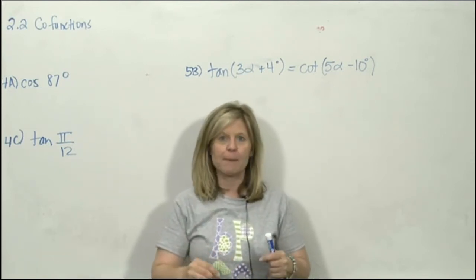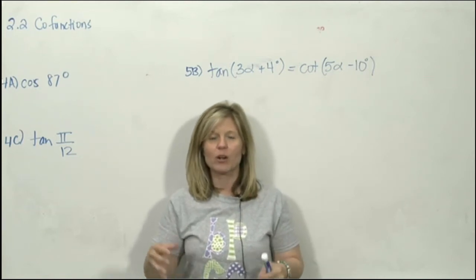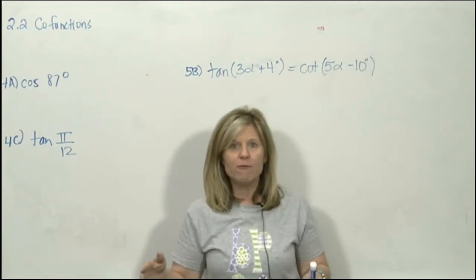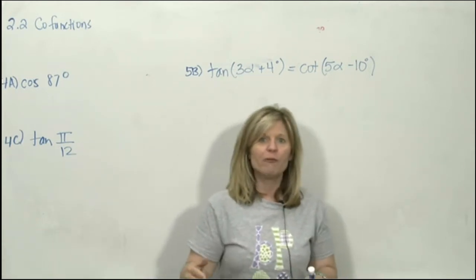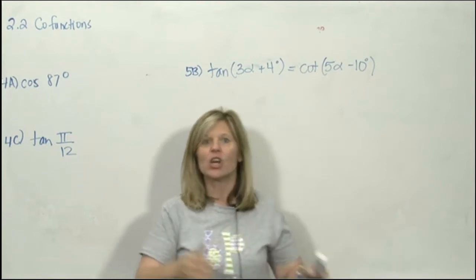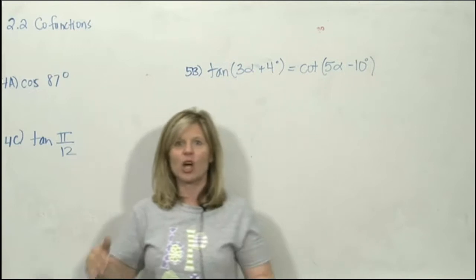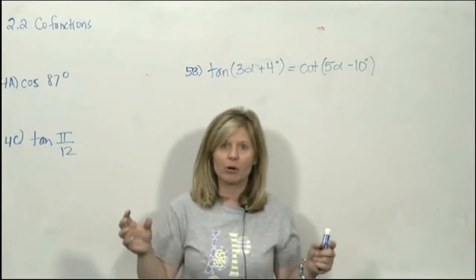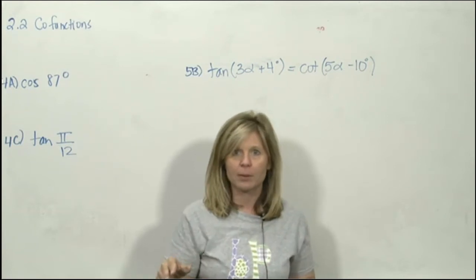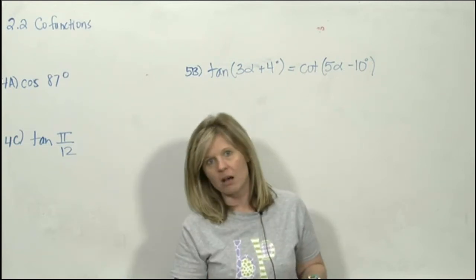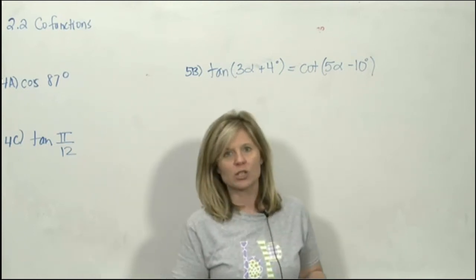Cofunctions are not the same pairing up. Cofunctions mean they each have the word co in front of them. So the cofunction to sine is cosine. The cofunction to secant is cosecant. The cofunction to tangent is cotangent. The reason they're called cofunctions is if you put the prefix co in front of the word, they pair up. So sine goes with cosine, secant goes with cosecant, tangent goes with cotangent.